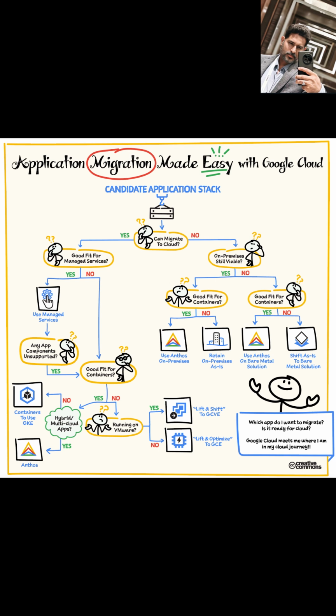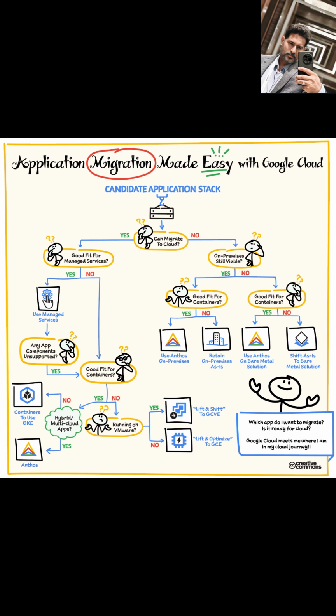Now, what if containers aren't the right way to go for your app? Well, if you're currently running on VMware, Google Cloud offers a pretty smooth move with lift and shift to GCVE, the Google Cloud VMware Engine. It's like taking your existing VMware setup and putting it in the cloud. Or, if you want to modernize a bit, you can lift and optimize to GCE, which is Google Compute Engine, their main virtual machine service.